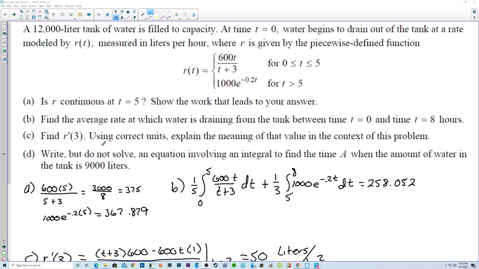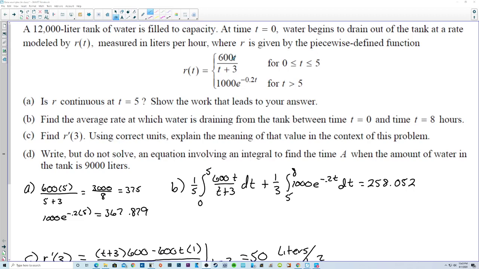A 12,000 liter tank of water is filled to capacity. At time t equals 0, water begins to drain out of the tank at a rate modeled by R of t, measured in liters per hour, where R is given by the piecewise defined function. So here's the piece from 0 to 5, and here's the piece for t greater than 5. A, is R continuous at t equals 5, and show the work that leads to your answer.